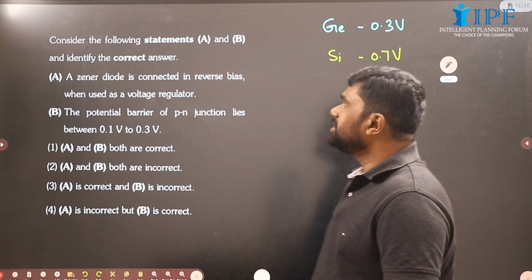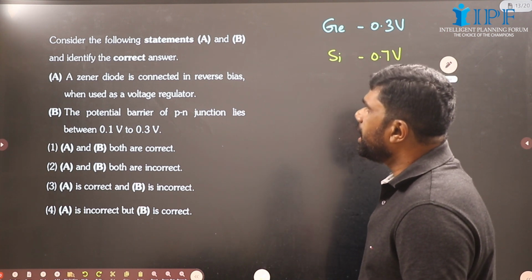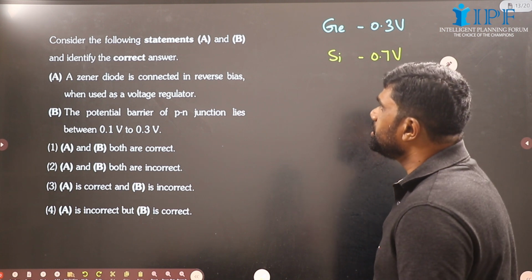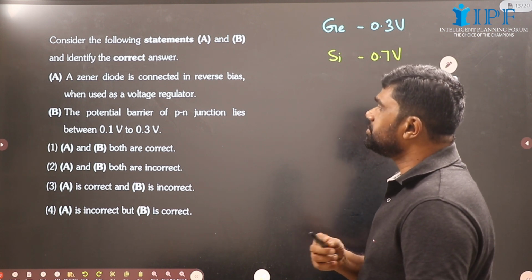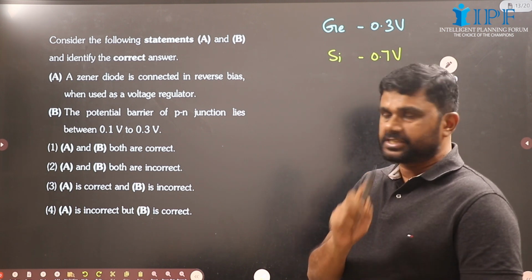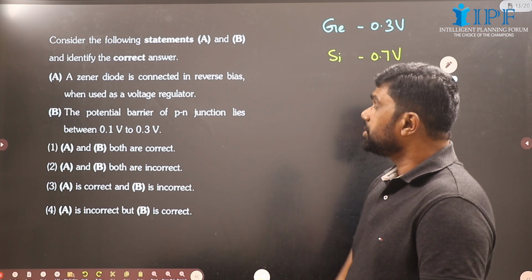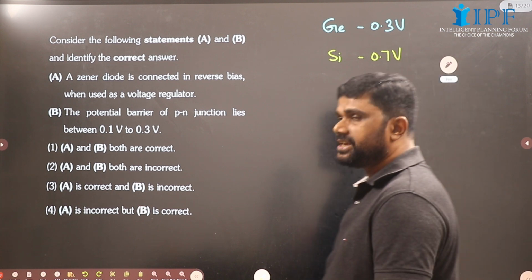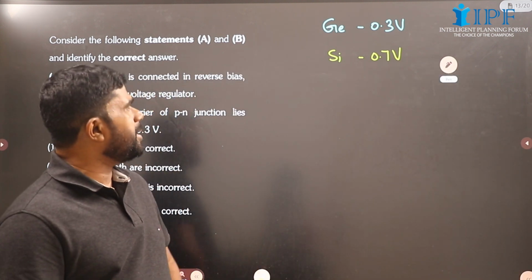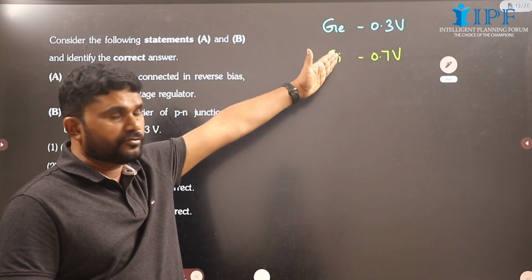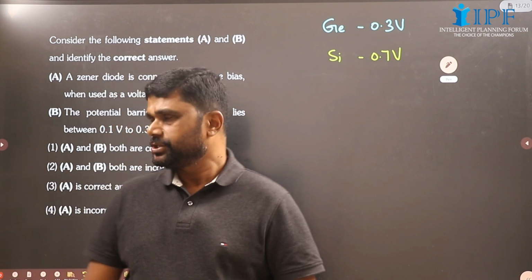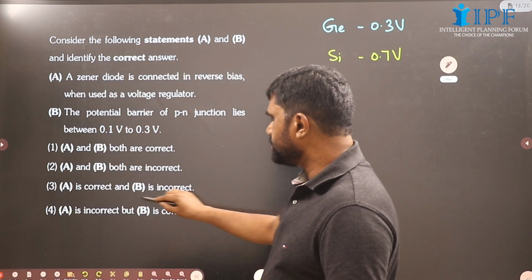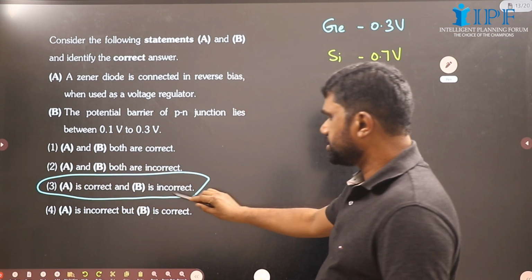Okay. Consider the following statements A and B and identify the correct answer. A: A Zener diode is connected in reverse bias when used as a voltage regulator. That's fine. B: The potential barrier of a PN junction lies between 0.1 to 0.3 volt. Actually, the potential barrier for germanium is 0.3 and for silicon it is 0.7. So the second statement is wrong, the first statement is true. A is correct and B is incorrect.